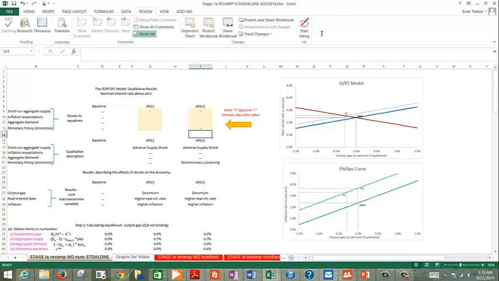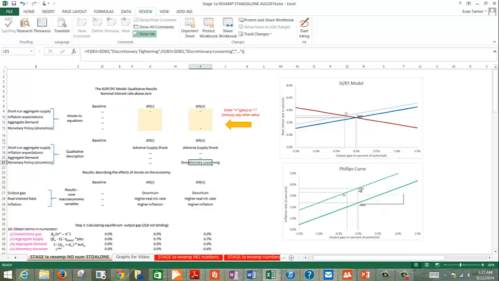So you can see here that when we have a discretionary loosening, the relevant RT curve shifts back to the right, and you can see what happens is that we've calibrated this so that the output gap goes just almost back to zero. We've almost completely neutralized the adverse effect of the supply shock.